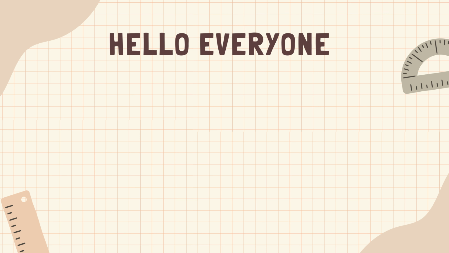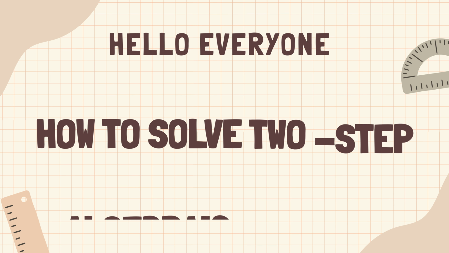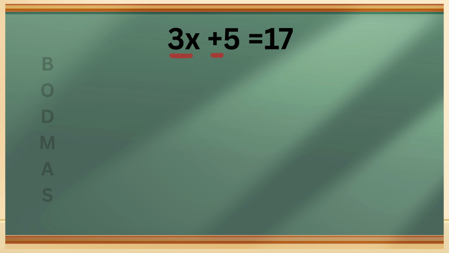Hello everyone. In this video, we will learn to solve two-step algebraic equations. Our first equation: 3x plus 5 equals 17. First step is to isolate x. But the question is, which operation to undo first? For solving two-step equations, we have to do reverse BODMAS.